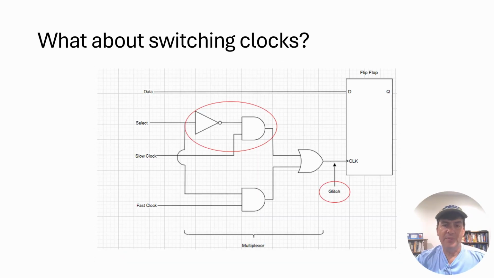A common requirement in digital design is to operate a circuit on a fast clock and then switch it over to a slower one. However, if you simply use a regular multiplexer, like the one shown in the slide, to select between two clocks, you can introduce a glitch on the clock input of a flip-flop. Even a tiny glitch can be interpreted as an extra clock edge, causing incorrect data to be captured. So how do we safely switch between clocks in a design?